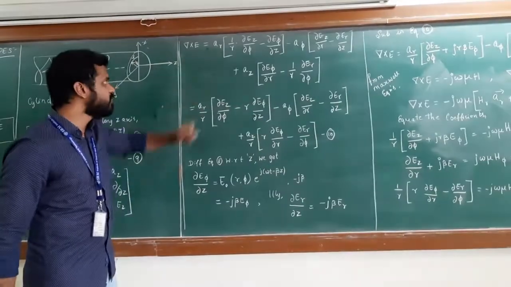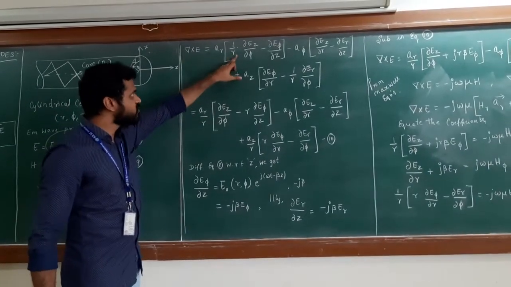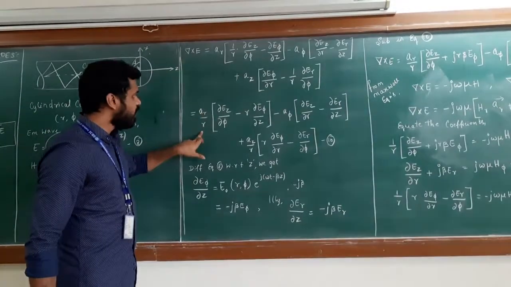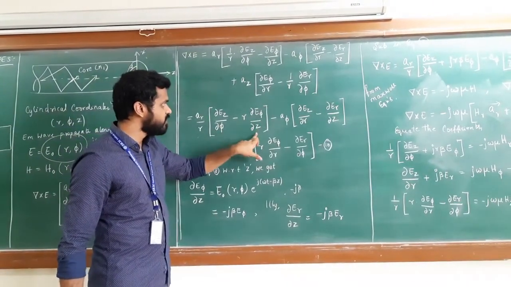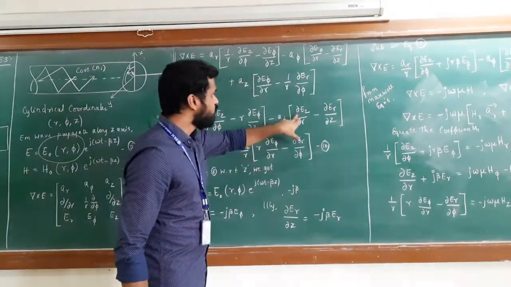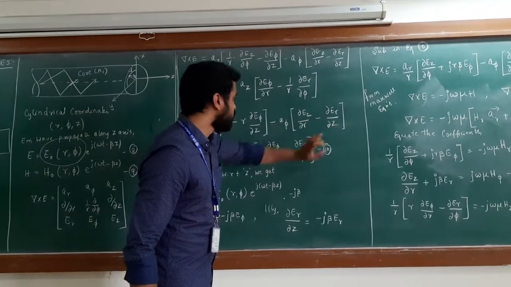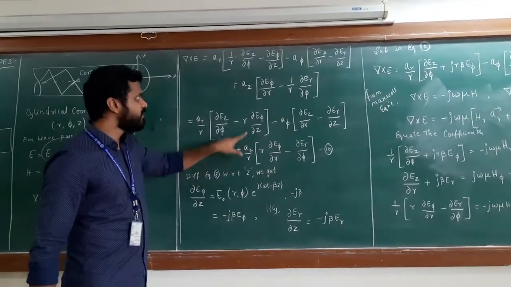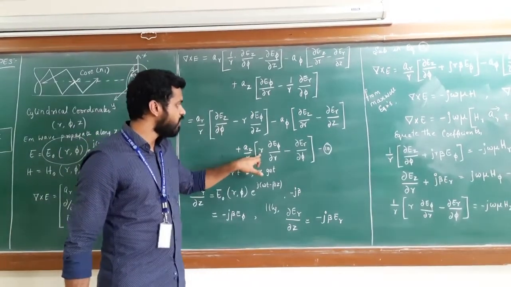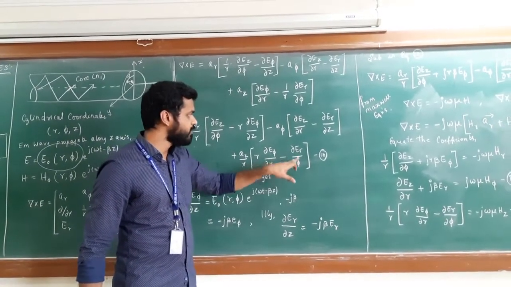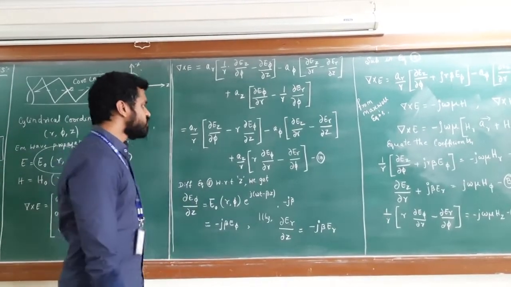And then from here we will take A R as a constant outside. So A R by R, dou Ez by dou phi minus R into dou E phi by dou Z, minus A phi into dou Ez by dou R minus dou ER by dou Z, plus A Z by R. We have taken R as outside constant. So A Z by R into dou E phi by dou R minus dou ER by dou phi. So now this is the 10th equation.